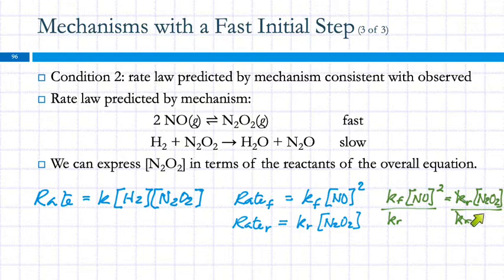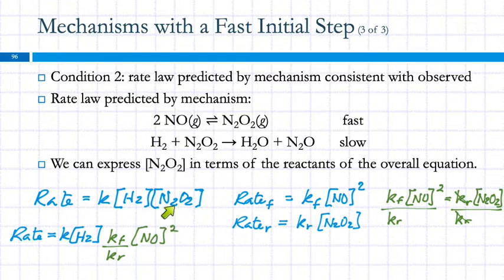So now I've got N2O2 is equal to Kf over Kr times NO squared. So I can put that into my equation over here. So my rate is equal to my real rate constant and H2, well, some rate constant anyway. And then for N2O2, I'm going to put in Kf over Kr times NO squared.